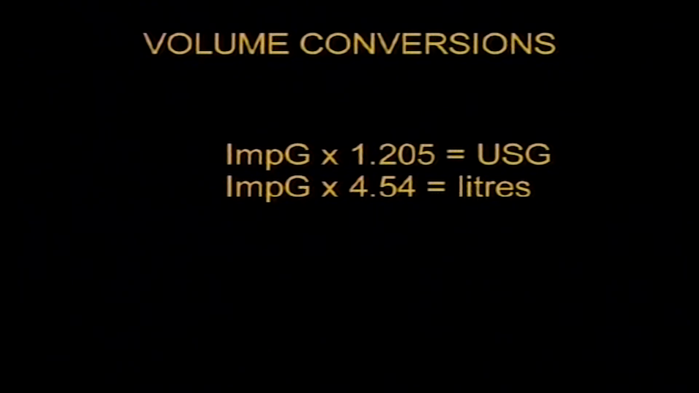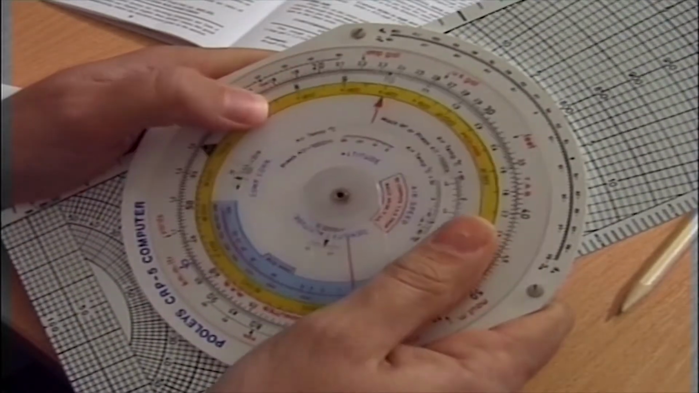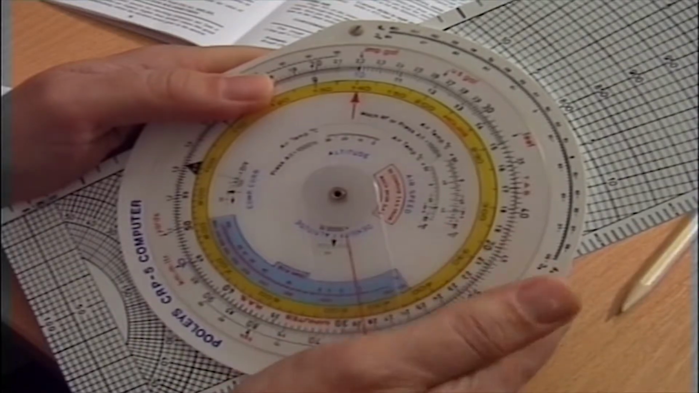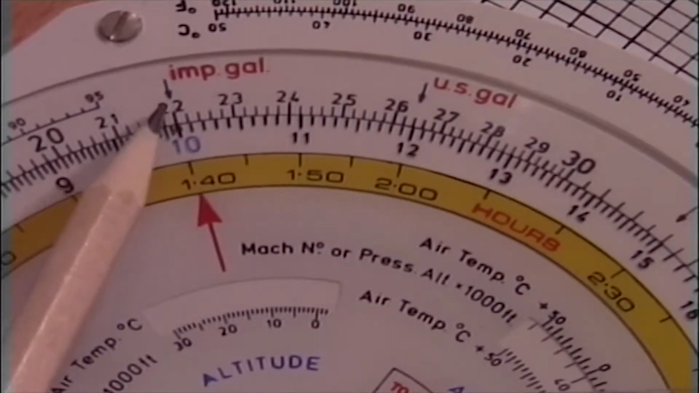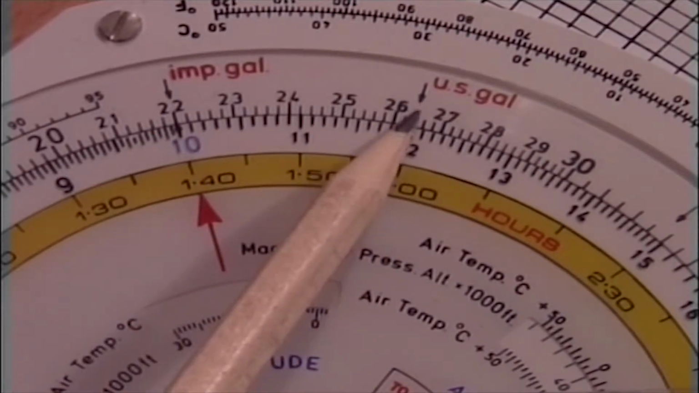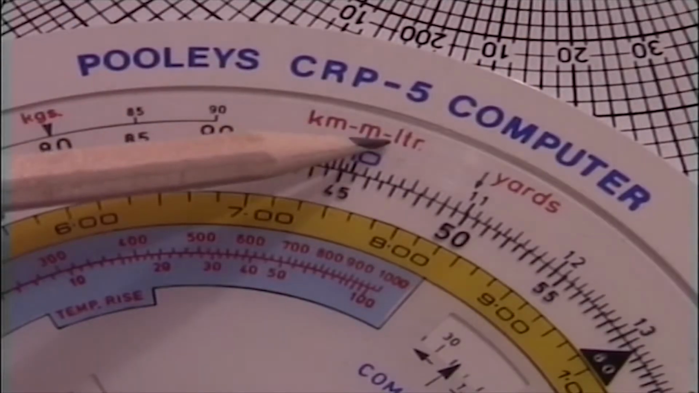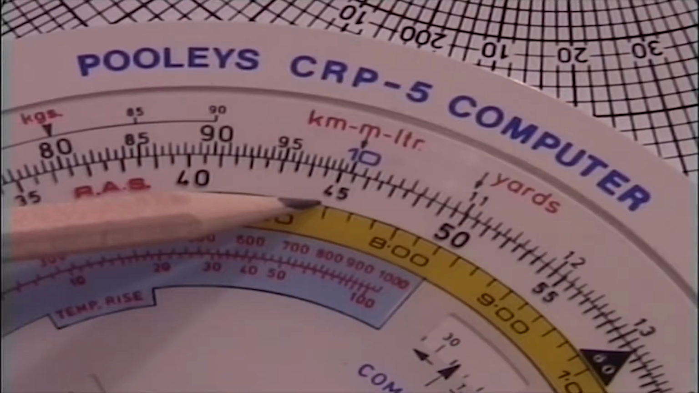Important volume conversions to learn are imperial gallons multiplied by 1.205 equals US gallons, and imperial gallons multiplied by 4.54 equals litres. This can also be shown on the CRP-5 by lining up the 10 on the inner scale with the red imperial gallon datum on the outer scale. Underneath the red US gallon datum on the outer scale may be read 1.2 on the inner scale. Without changing anything, underneath the red kilometres metres litres datum may be read 4.54.